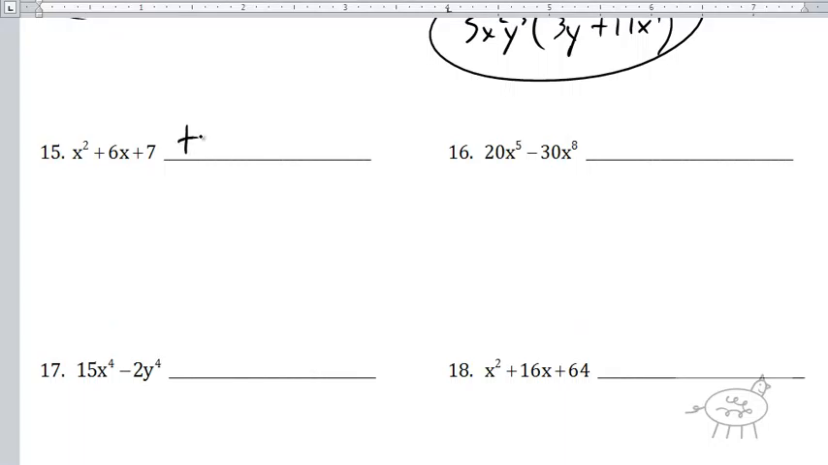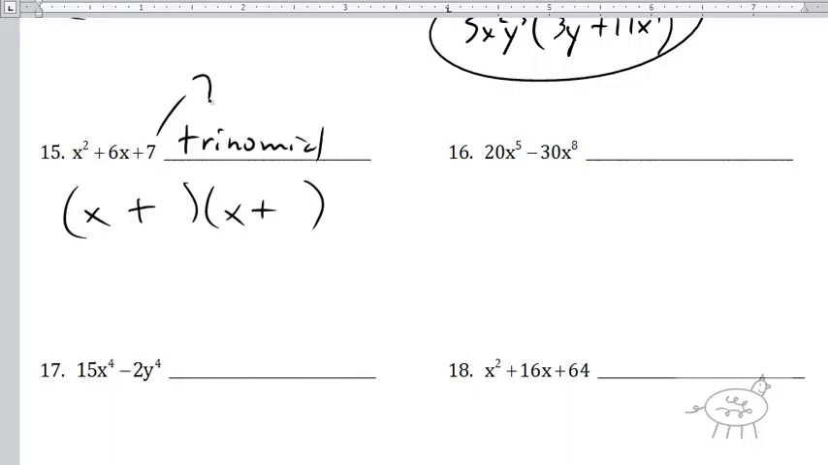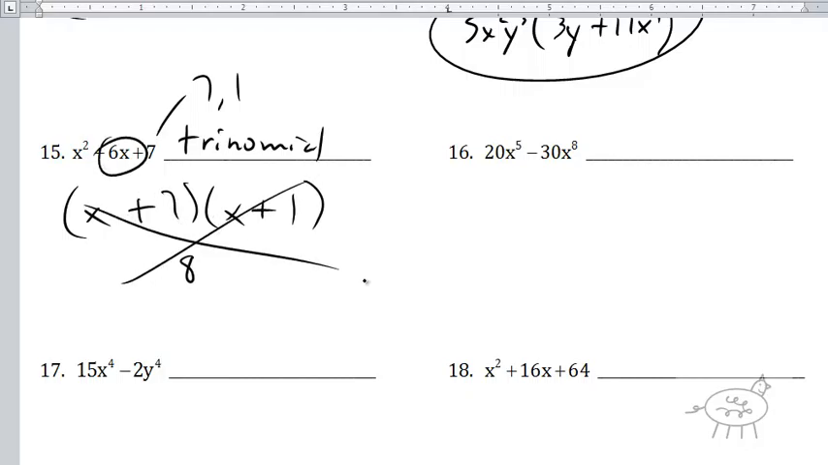Okay, so this is a trinomial. We have x and x, which multiplies to give you a positive number, so it's plus plus. And then 7 really can only be 7 and 1. That's all it can be to multiply. Well, it's impossible, because if I do 7 and 1, that's got to be 8, and it's actually a 6. So this is out of here. This is prime.